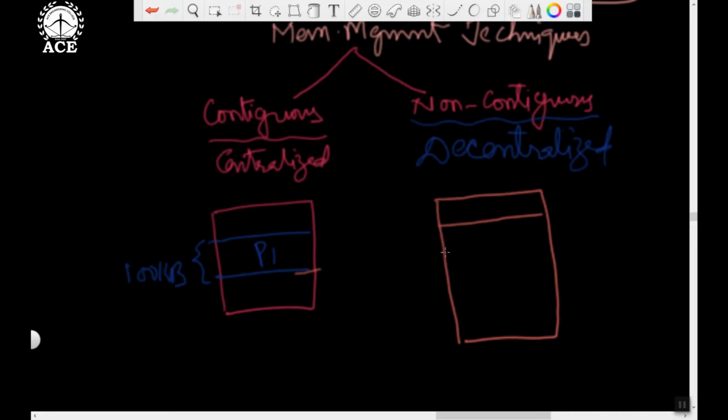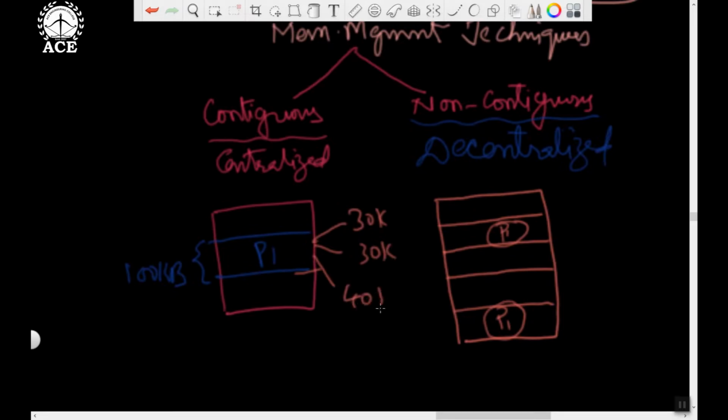Whereas non-contiguous allocation will follow a decentralized or distributed approach. So what is going to happen in the decentralized approach? If you consider this as the memory, the whole program may not be at one place. I'm saying may not be, I'm not saying will be. If I have a program of 100 KB, we may divide it into several parts, and different parts of the program may be stored at different places. Like one part may be placed here, another part here, still another part.